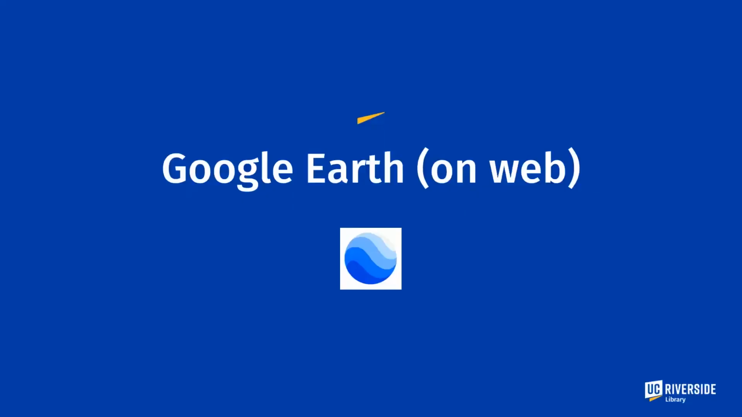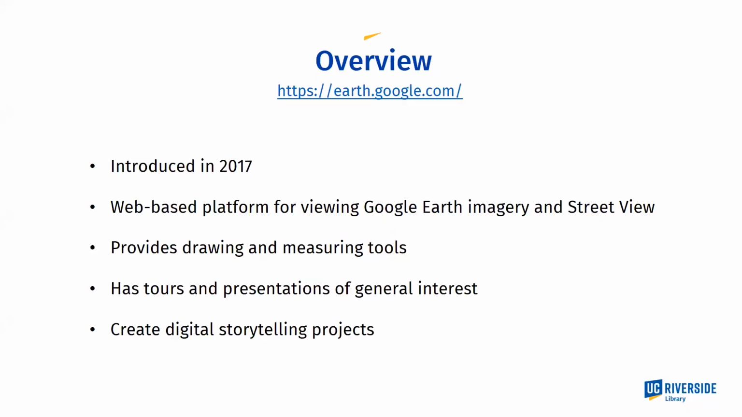So let's start with Google Earth on web. This is probably the newest of the products. It was introduced in 2017, and it's something that's accessible from your browser. So you can view Google Earth imagery and Street View without needing to install anything on your computer. You can do measuring and draw points or lines or shapes, and it comes with some pre-packaged tours or presentations that are of general interest, and we'll try to take a look at those in a little bit here. And similar to those types of presentations, you have the ability to create some of your own digital storytelling projects. So we'll take a quick look at how you would go about doing that as well.